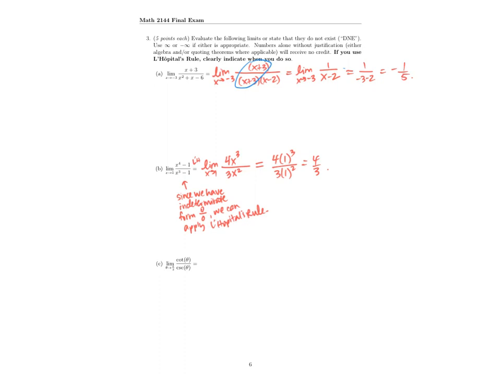Sometimes after you do L'Hopital's rule once, you get another indeterminate form, and you may have to do it twice. But in this one, just doing L'Hopital's once worked out.